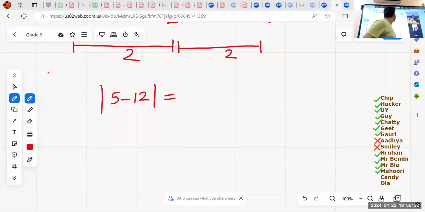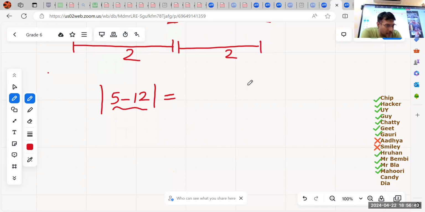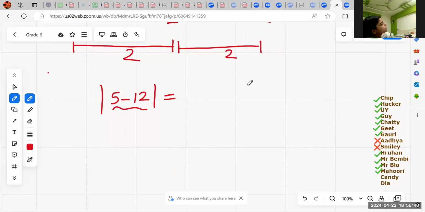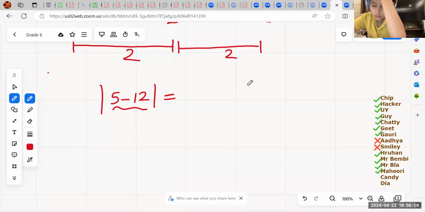So Smiley and Adya, what is 5 minus 12? Just 5 minus 12. Minus 7. See, Smiley, look here, beta.